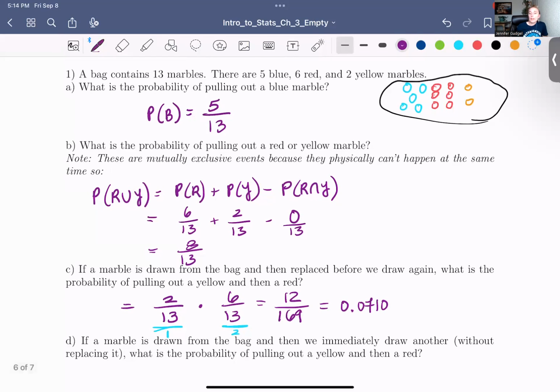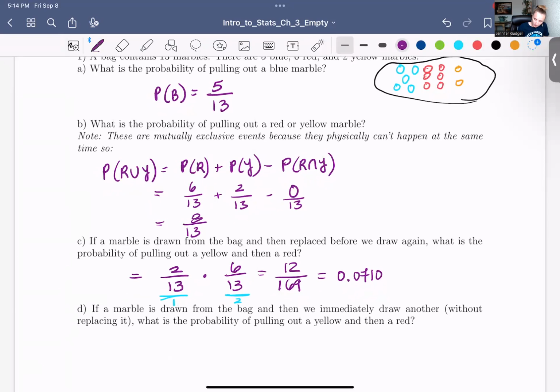All right, what if we don't replace the marble? So again, 2 draws. The first draw, we want the probability of pulling out a yellow. Okay, well, there's 13 marbles in the bag. That's 2 out of 13. But now we don't replace the marble. I'm holding this marble now. So I pulled that yellow out, and look at my little picture up there. I pulled the yellow out and I'm holding it.